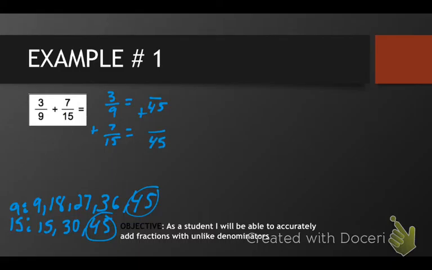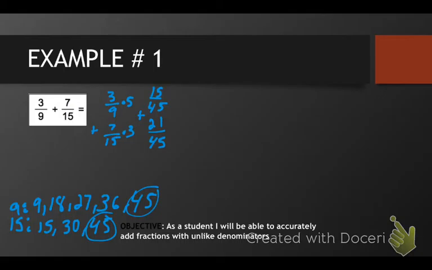Now, question is, how does 9 become 45? Well, for that one, what I did is I multiplied both of those by 5. So multiply both the numerator and the denominator by 5. 3 times 5 is 15. And down at the bottom, how does 15 become 45? Well, we multiply both of them by 3. 7 times 3 is 21.